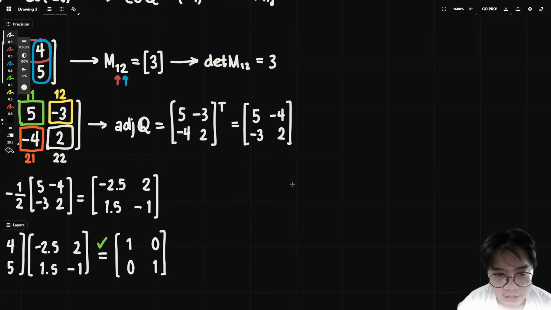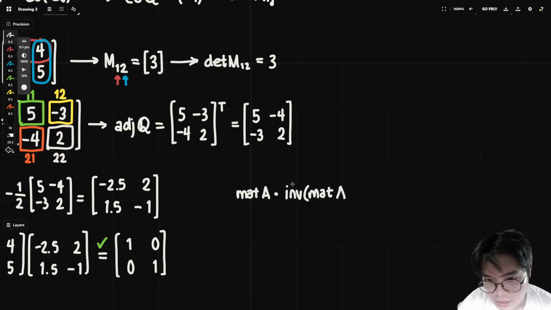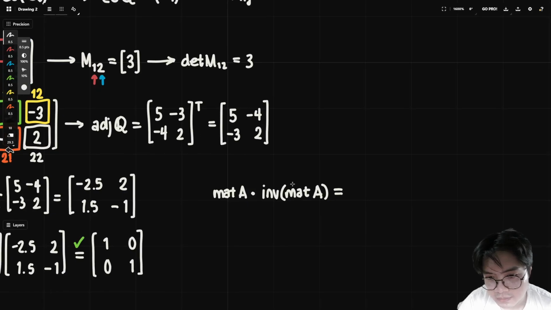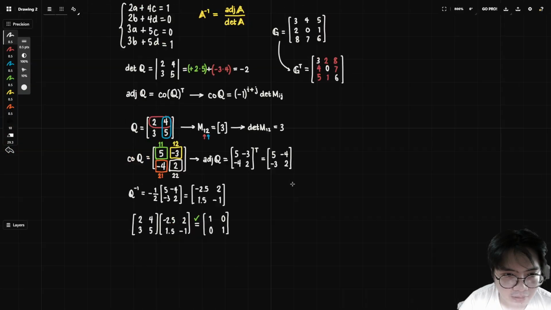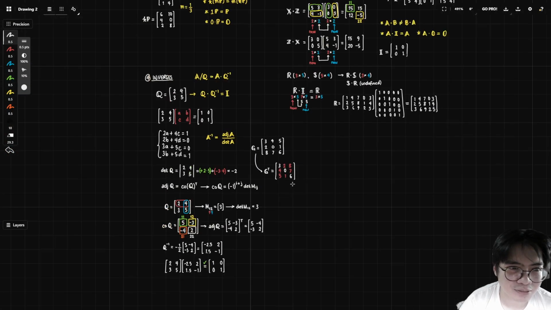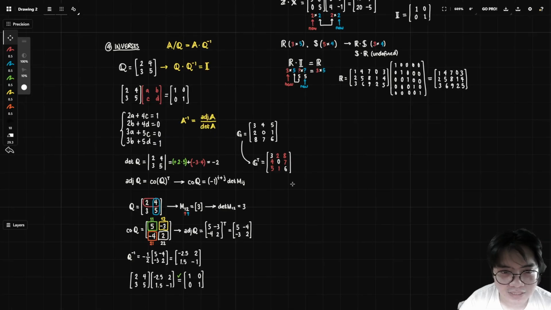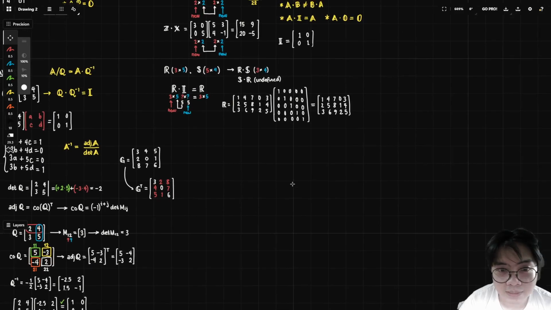Ang gagawin nyo sa calculator is, so let's say for example, matrix A times the inverse of matrix A. Ang lalabas dapat dyan would be your identity matrix. Right? Your identity matrix. Okay? Yun lang naman. Kaya hindi ko masyadong dapat ituro itong inverses. Right? And we are going beside the point.